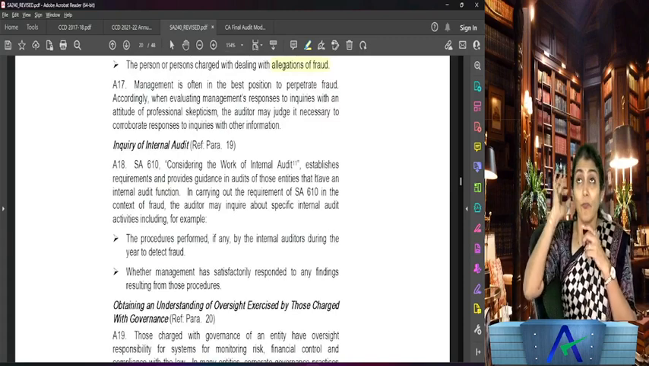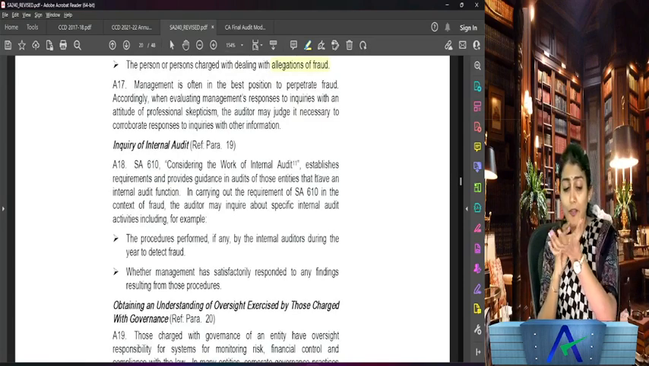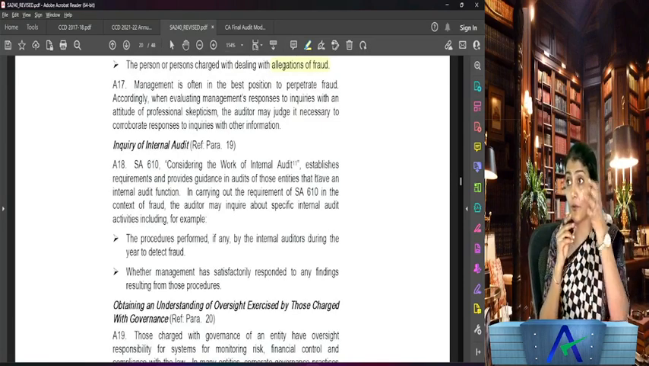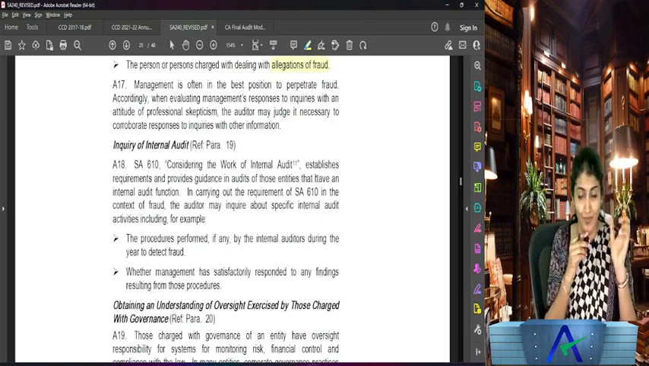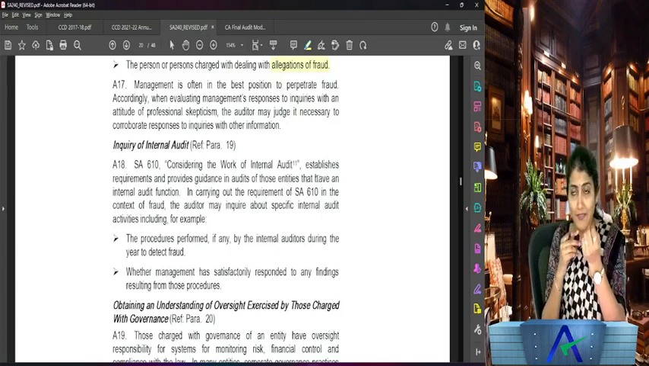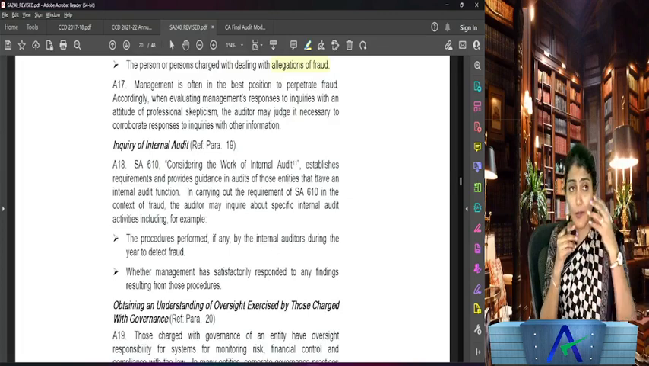Now, one thing I taught you: whenever you study any chapter, you have to look into the input-output ratio. How many questions you are studying and what is the probability of them coming in the exam.